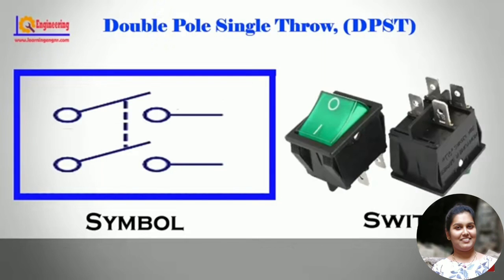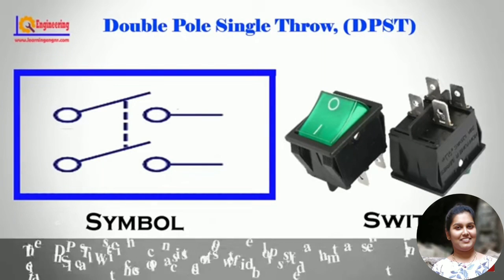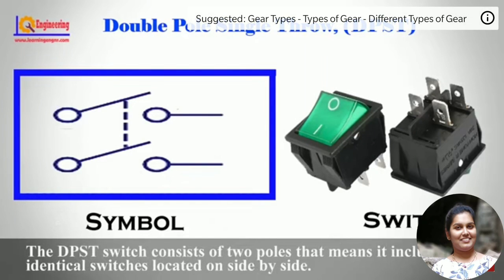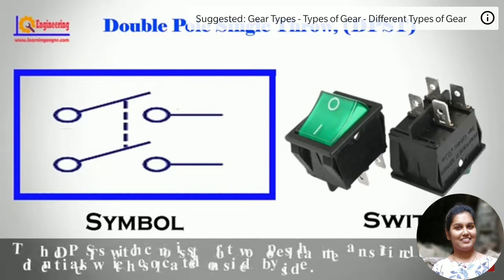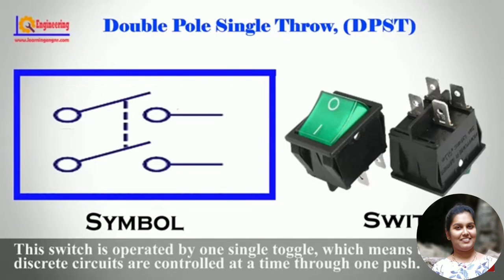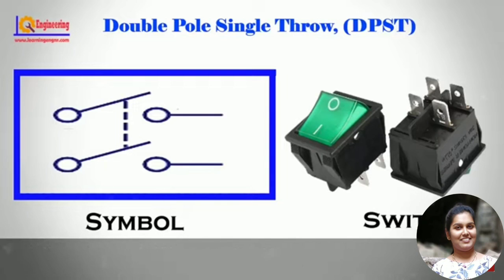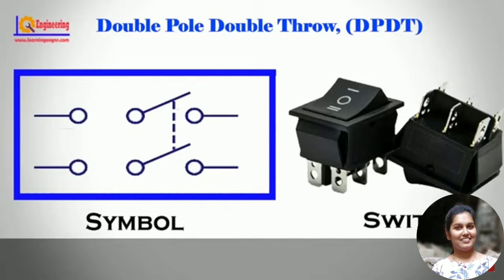DPST, double pole single throw. The DPST switch consists of 2 poles, that means it includes 2 identical switches located side by side. This switch is operated by one single toggle, which means that 2 discrete circuits are controlled at a time through one push.